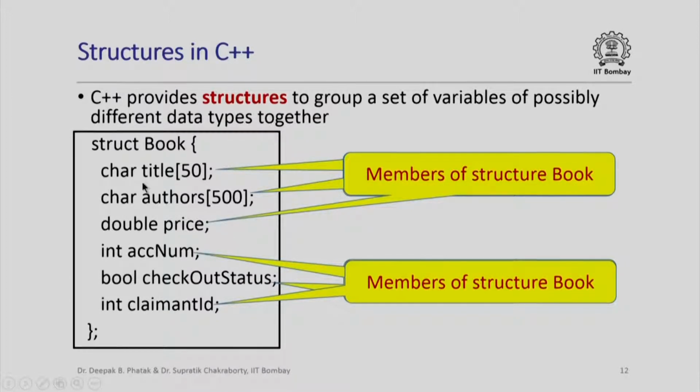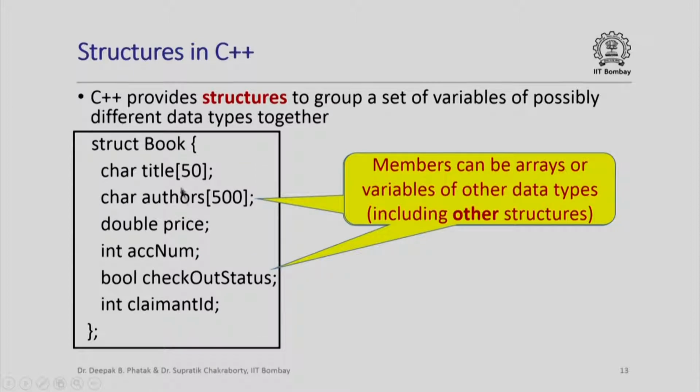These are also called members of the structure book, and note that members could be arrays of other data types or simply variables of other data types. And this other data type that we are talking about need not be primitive data types; they could indeed be other structured data types, and we will see later in the course how within a structure I could have variables or arrays of another structured data type.